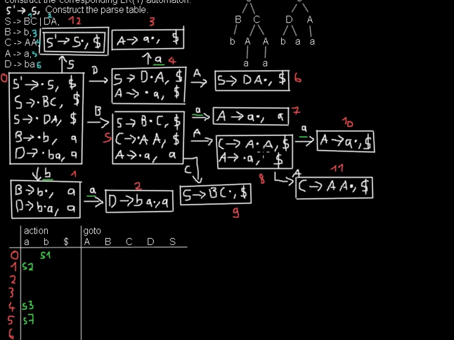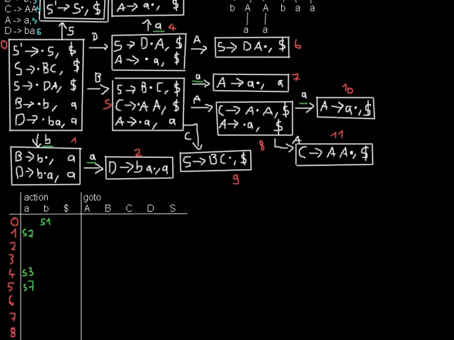And the last one is that one. When I'm in state 8, I can read an A and go to state 10. So that is here, and I go to state 10. Now I'm done with the scan steps.